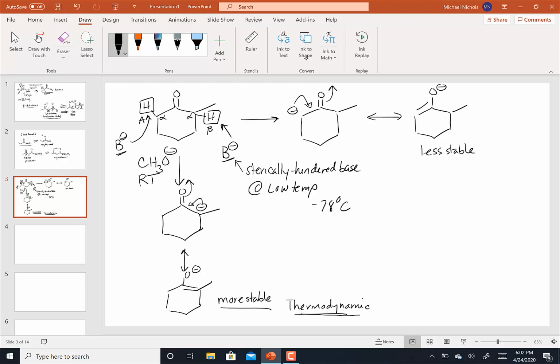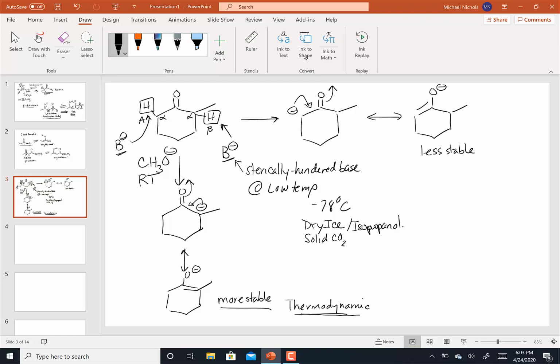Minus 78 degrees is actually something you can make very easily by using dry ice, which is solid carbon dioxide, along with something like isopropanol, which is just simply rubbing alcohol. So if you mix dry ice and isopropanol together, you easily get a minus 78 degree slush, is what we call it. And so then you just stick your round bottom in there, and voila, you can do a reaction at minus 78 degrees.